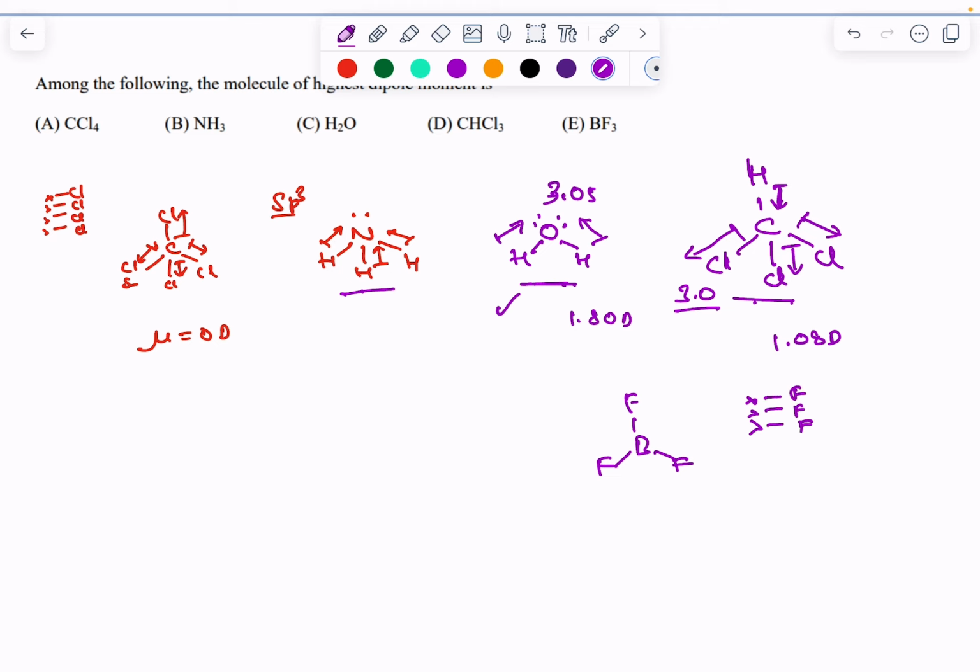If you take boron trifluoride, BF3, boron has 3 valence electrons and 3 sigma bonds are there, meaning sp2 hybridization, a planar molecule with symmetry. So the fluorines act opposite to each other, and the overall dipole moment is nullified. So the dipole moment mu value is 0 D. Now ammonia also has some dipole moment, but compared with water, its dipole moment is less, around 1.4 D. So overall, the dipole moment is highest in the water molecule.